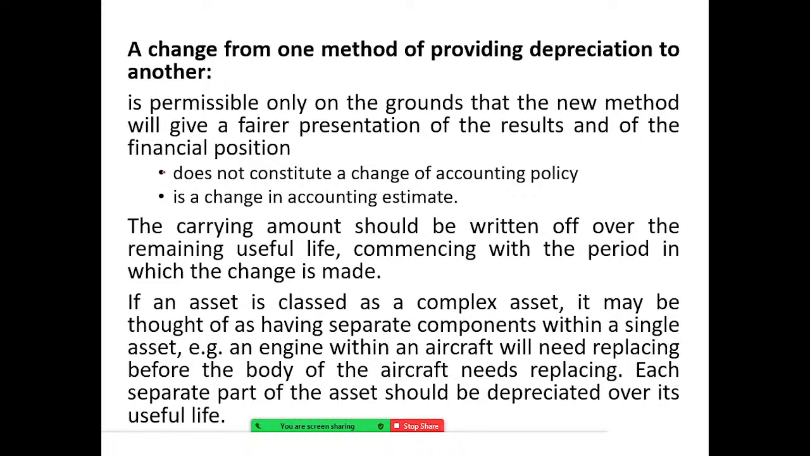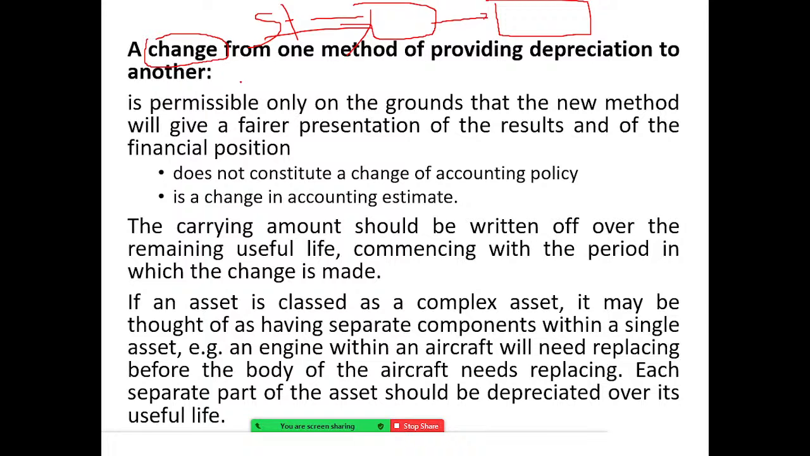A change from one method of providing depreciation to another. Say for example, the entity has used the straight line method for the first 3 years, and the entity wanted to convert the method of depreciation to the reducing balance method, or they can convert the depreciation basis to machine hours. So anyhow, they are changing the method of depreciation. Then how to deal with that situation?